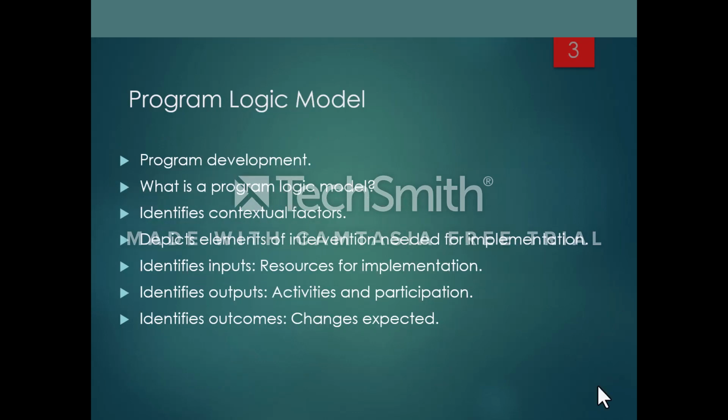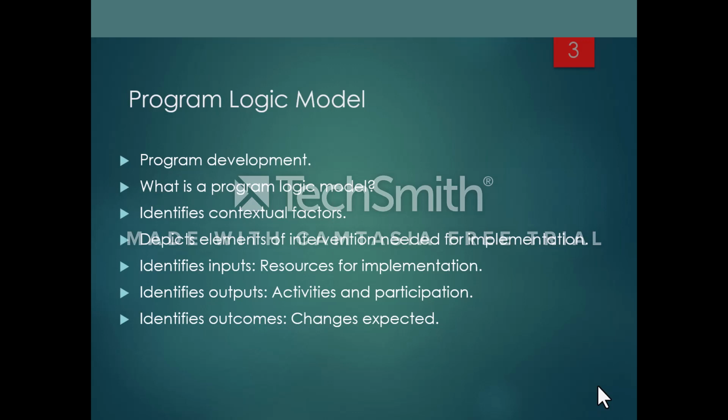So a program logic model starts with program development. It begins with understanding the structure, processes, and procedures that make up a program. Processes are the activities and the characteristics that describe how a program operates. A program logic model is a visual representation of the relationship between core components. It represents a series of if and then statements. So if this happens, then this happens.